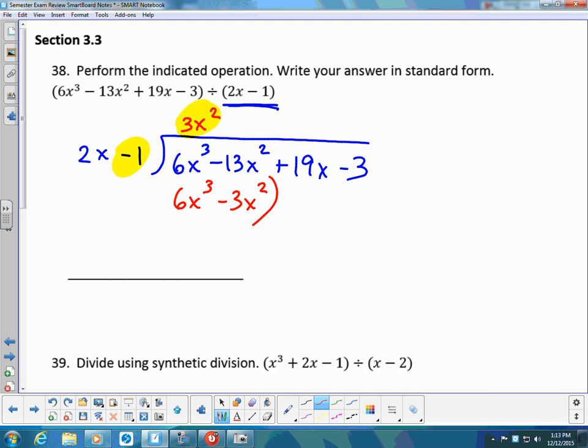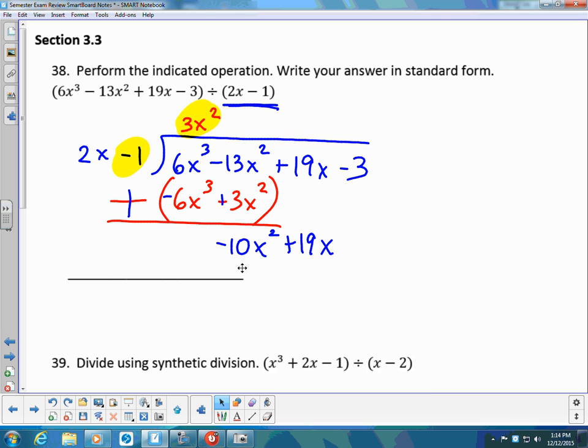And now I need to subtract. So I'm going to put a big parentheses around this and a minus, and I'm going to subtract. Notice, though, that I would rather add than subtract, so I'm going to change that to addition, but then I need to change these signs here. So when I add 6x cubed and a negative 6x cubed, that's 0, and negative 13x squared plus a 3x squared is a negative 10x squared. And I'm going to bring down my next term, which is 19x.